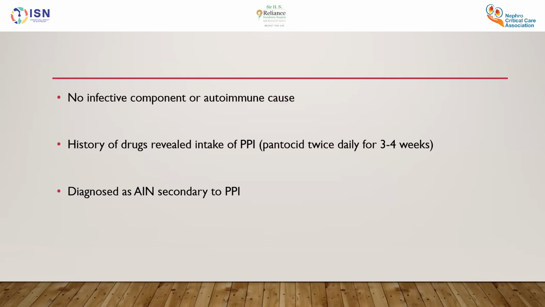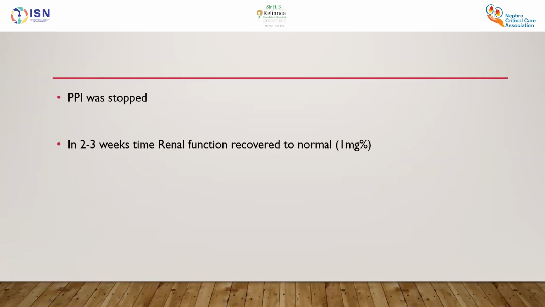There was no infective or autoimmune cause. The history was that he was taking Pantocid twice daily for 3 to 4 weeks. So it was diagnosed as acute interstitial nephritis secondary to PPI. The PPI was stopped, and within 2 to 3 weeks renal function recovered to normal. Some people use a steroid also, 1 mg per kg for 6 weeks. But once you have a cause, a lot of the time you don't use steroid and just stop the causative medication.